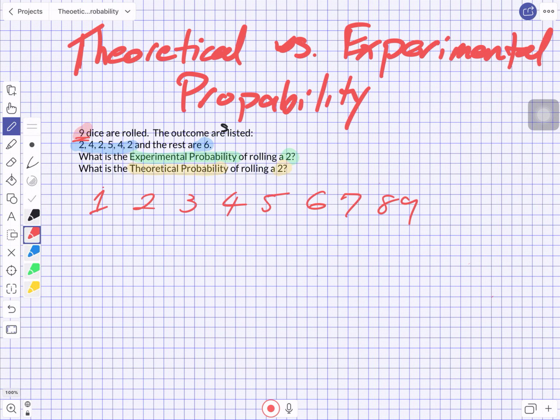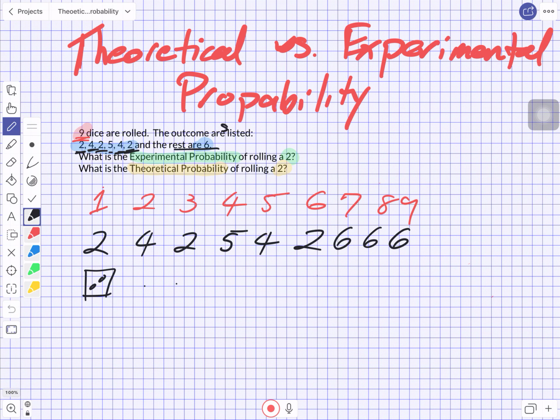Okay, and then what we're going to do is write down the values that were represented with each of the dice. So the very first value is a 2. I'll write it out numerically. I could draw it as a die, but that's just going to take me longer. So the second die had a 4. The third one had a 2. The fourth one had a 5. The fifth one had a 4. The sixth one had a 2. And then it said the rest are 6. So the next 3 are 6, 6, and 6.